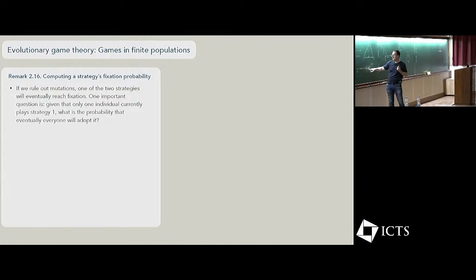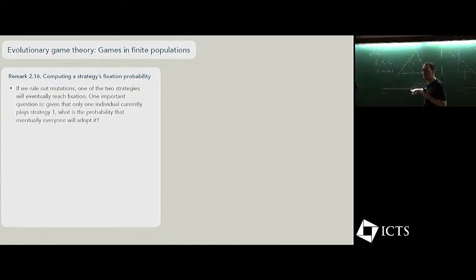So now one individual plays strategy 1, all other individuals play strategy 2, and you want to know, given this is your initial state, what is the probability that in the long run, if there are no further mutations, you actually get absorbed here. One reason why this is a very popular quantity is, as so often, that it can be computed. For an invariant distribution, I don't think there is any simple expression in general, but for the fixation probability you can write down a very simple expression.